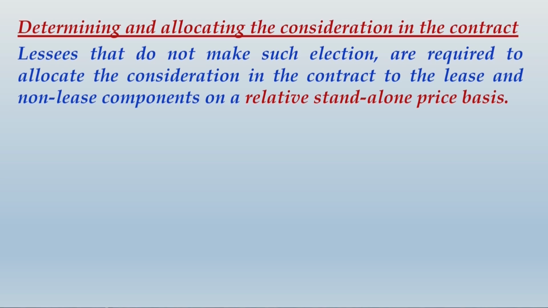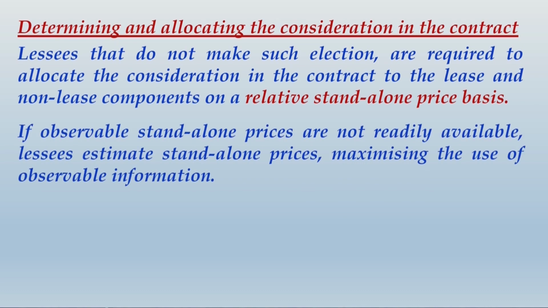Now the question is, what if there is no clear information available with respect to the standalone prices? If observable standalone prices are not readily available, lessees estimate standalone prices, maximizing the use of observable information. So as much observable information as you have, you may make use of that, and in places where you do not have any observable information, you may make estimates. That is what is required by Ind AS 116. So write down this point as well, and then we move to questions.